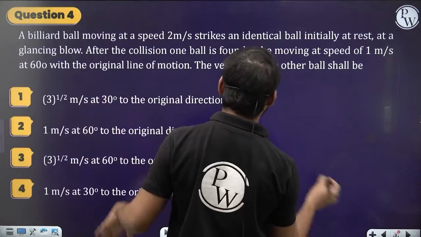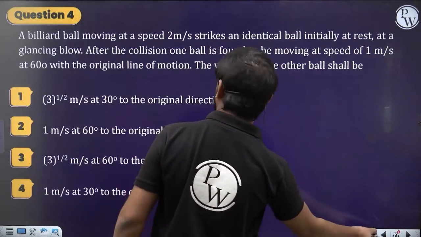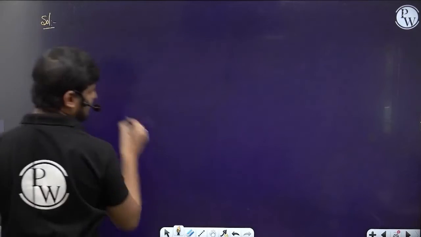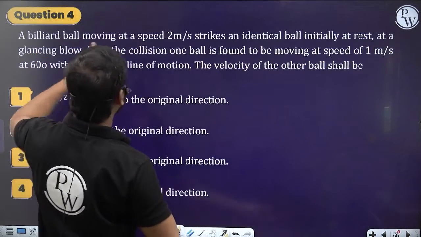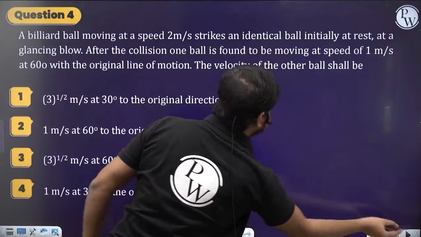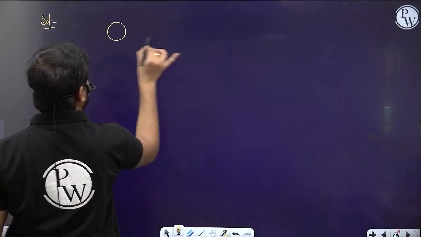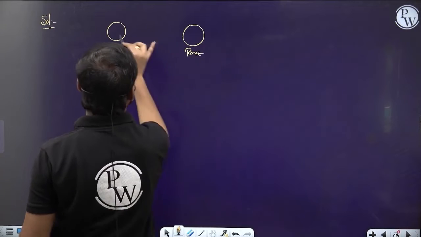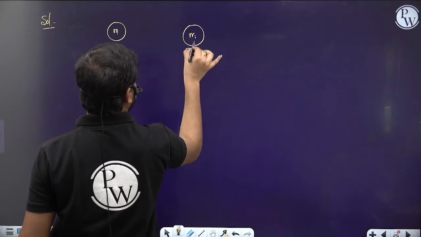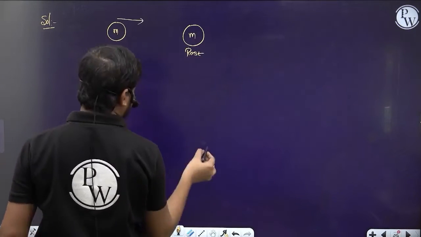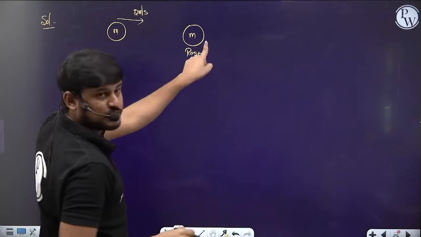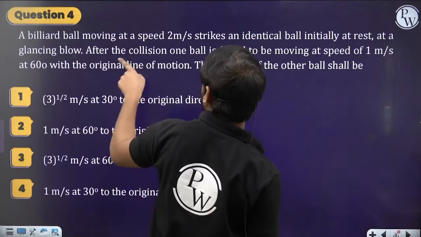So first try to understand the given question. Shall we do it here or next slide? So let's do it in the next slide. So first try to understand the given question. There are two balls of identical mass. So this is of mass m and this is of mass m. Initially the second one is at rest. The first one is moving initially at 2 meters per second and it hits this one, right? So till here it's clear.